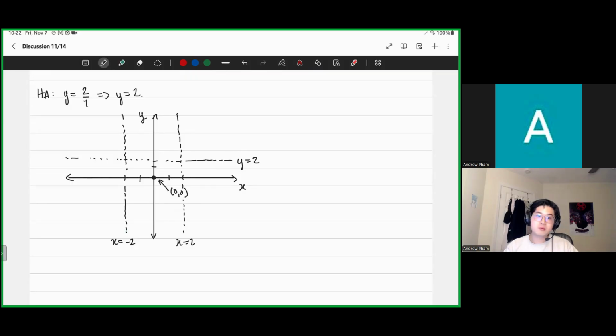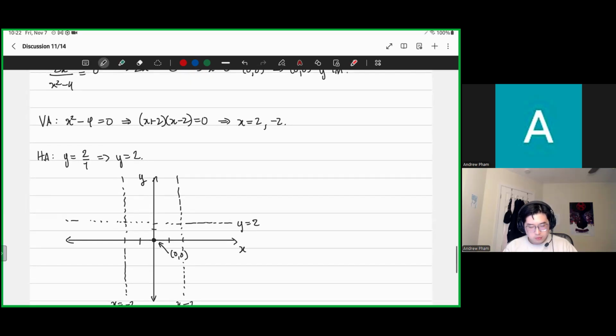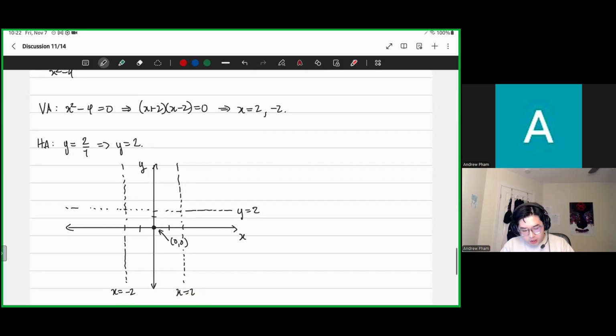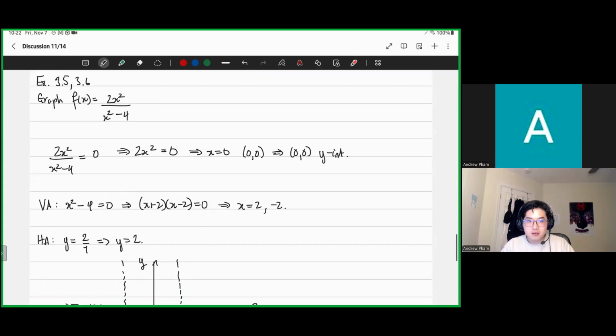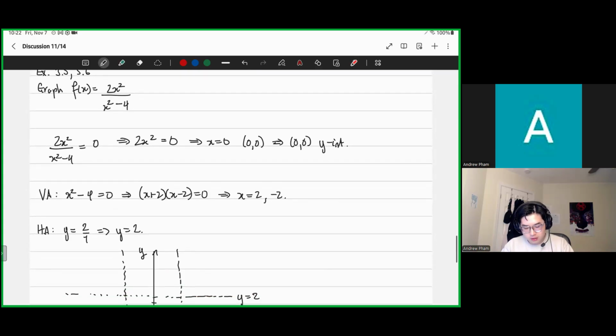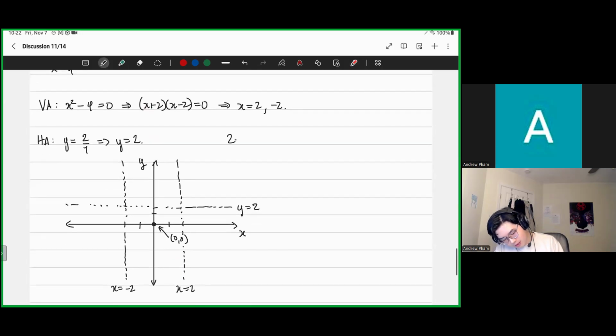All that's left to do now is to plot what happens in the middle, right? Oh, we forgot to do one thing. We forgot to check if the function intersects the HA. We can easily do so. All you have to do is set your function equal to the HA itself. So if my function is 2x squared over x squared minus 4, I'm going to set it equal to this 2. So 2x squared over x squared minus 4 is equal to 2.